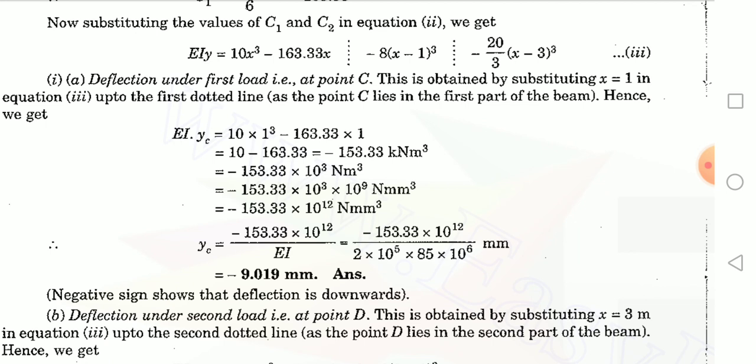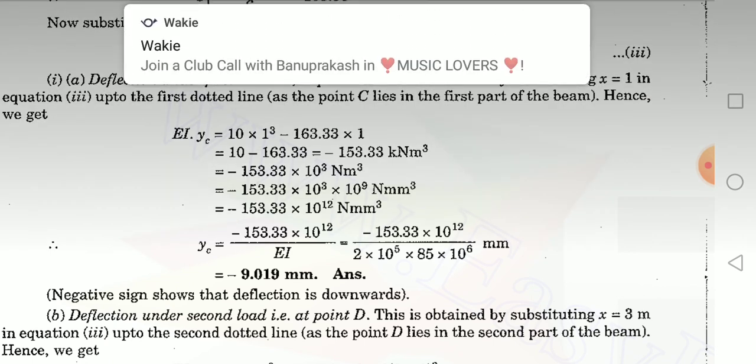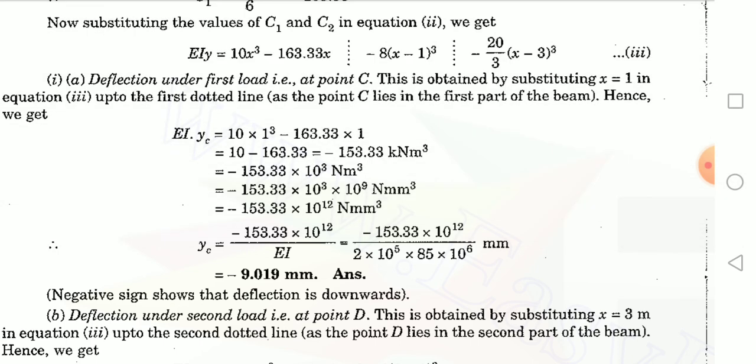So we can get finally minus 153.33 into 10 power 3 into 10 power 9 Newton millimeter cube, that is, meter cube kilonewton is 10 power 3, then meter cube to millimeter cube is 10 power 9. So totally we have 10 power 12 when we convert from kilonewton meter cube to Newton millimeter cube. So now minus 153.33 into 10 power 12 Newton millimeter cube.